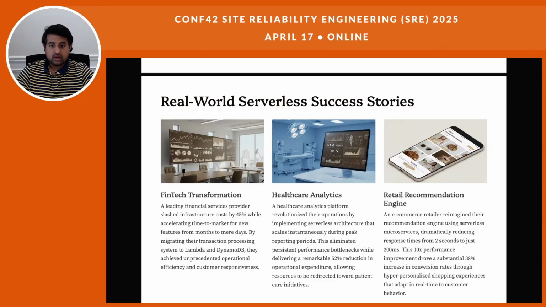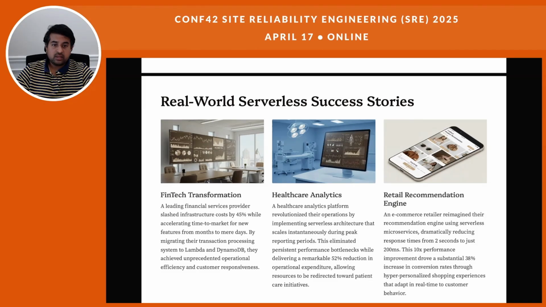A healthcare analytics platform revolutionized their operations by implementing a serverless architecture that scales instantaneously during peak reporting periods. This eliminated persistent performance bottlenecks while delivering a remarkable 52% reduction in operational expenditure, allowing resources to be redirected toward patient care initiatives.